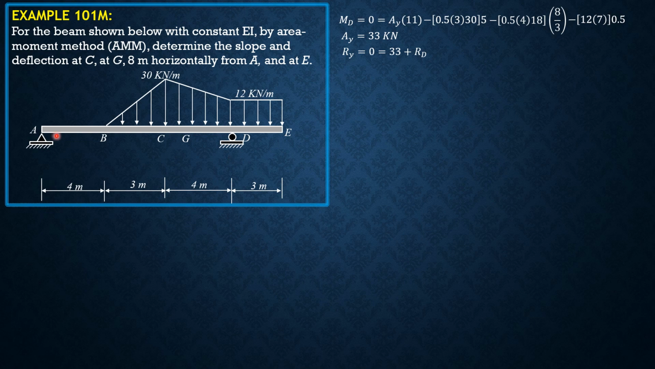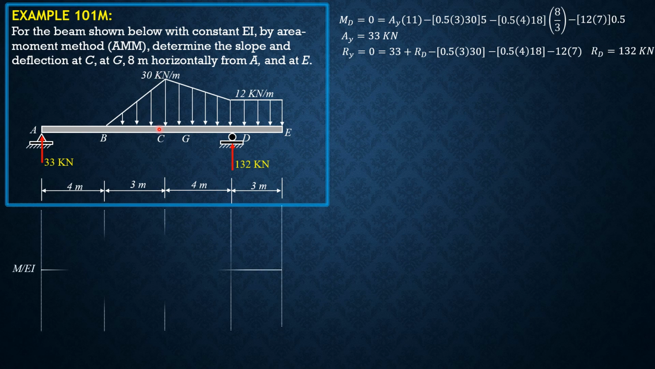So we have 33 plus RD, plus, we just copy this, minus these areas, remove the moment arms. So minus 0.5 times 3 times 30, minus 0.5 times 4 times 18, and minus 12 times 7. So R sub D is equal to 132 kilonewtons. So let's show the reactions. And since we select C as our moment center, let's now prepare the moment diagram by parts.